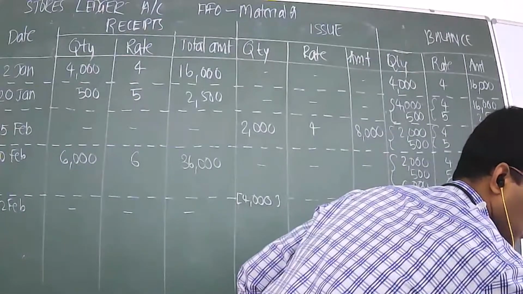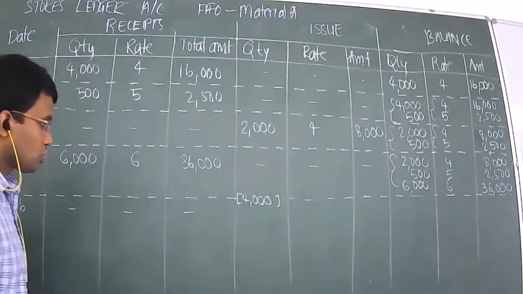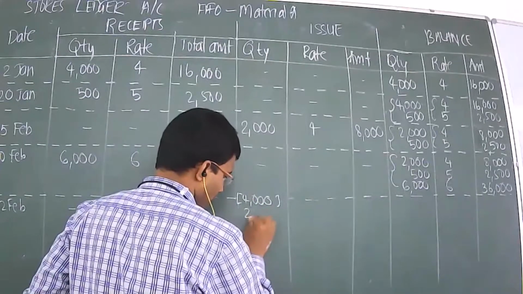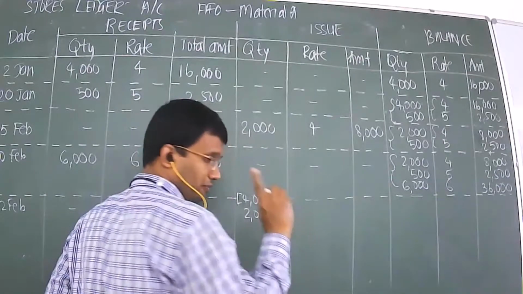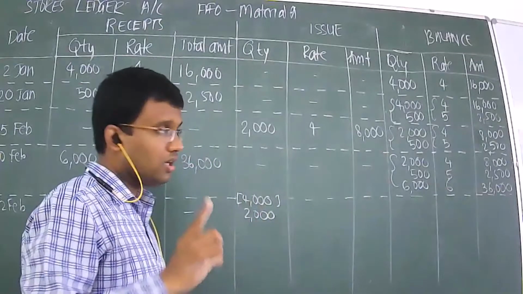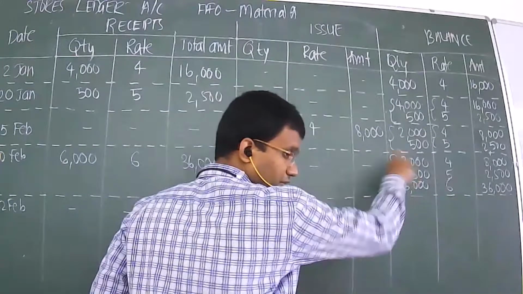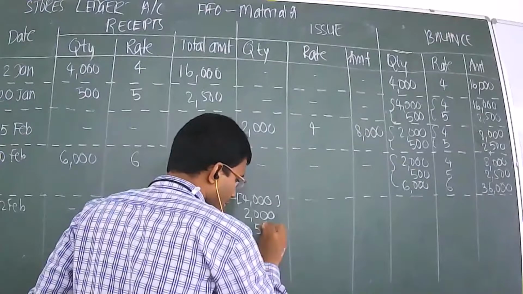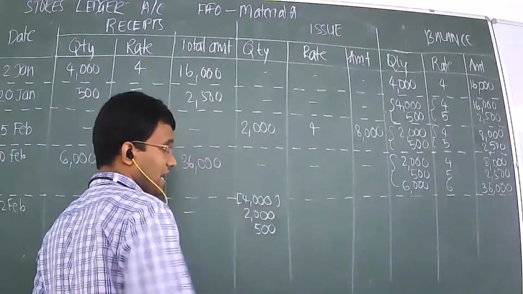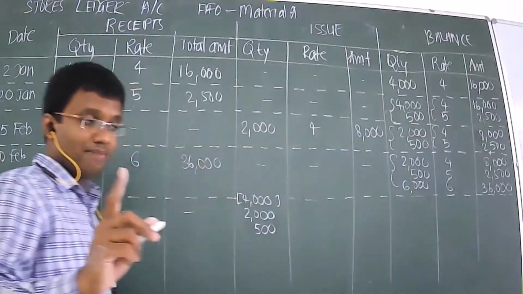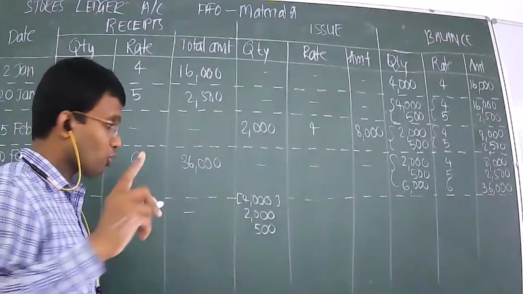Please remember my requirement was 4,000. So for my 4,000, 2,000 came from my first batch. Then another 500 came from my second batch. But please remember, my total demand was for 4,000.